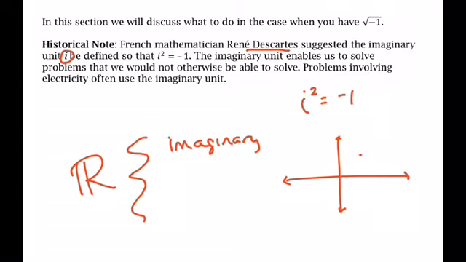The imaginary unit, back to i squared equals -1, allows us to solve problems that we wouldn't otherwise be able to solve, and so that's what we're going to talk about today.